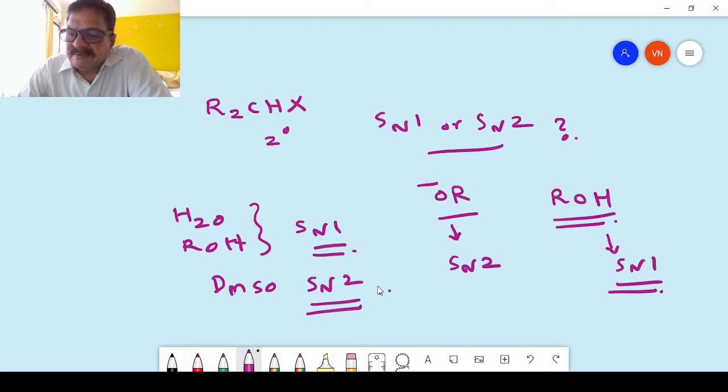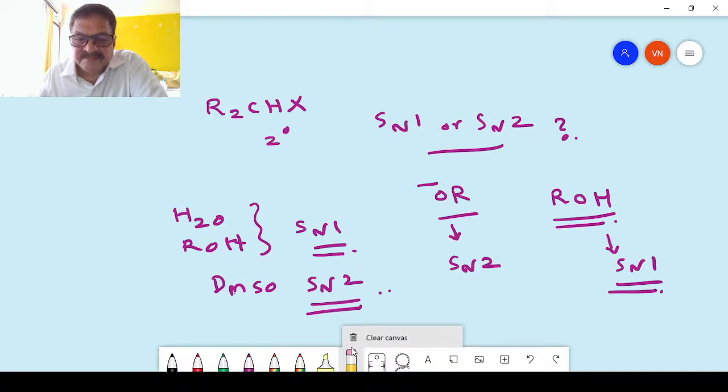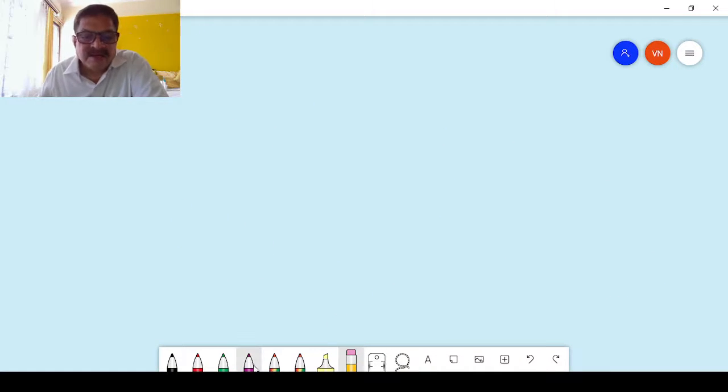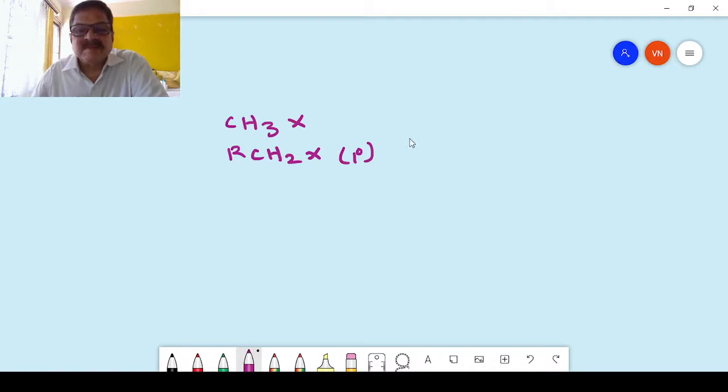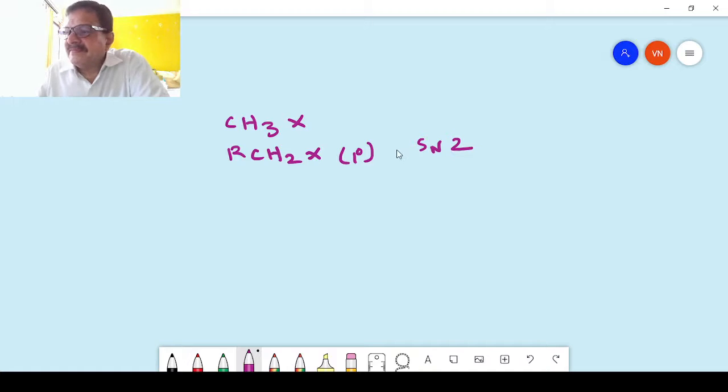Now, let us see one problem here. How will you summarize this? Suppose we have the alkyl halides CH3X and RCH2X. Correct? This is a primary one. Here the mechanism favored is SN2. It is favored by strong nucleophiles and polar aprotic solvents. The strong nucleophile has a net negative charge on it.